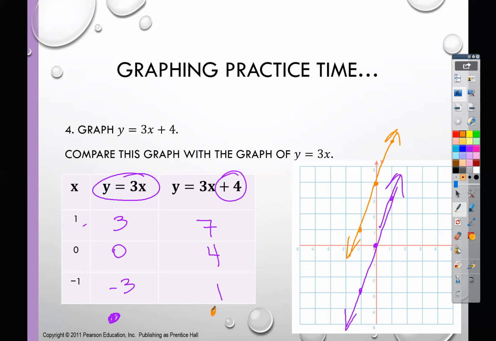So how does it compare? It's just shifted up 4. So that makes the whole graph shift up 4 places.